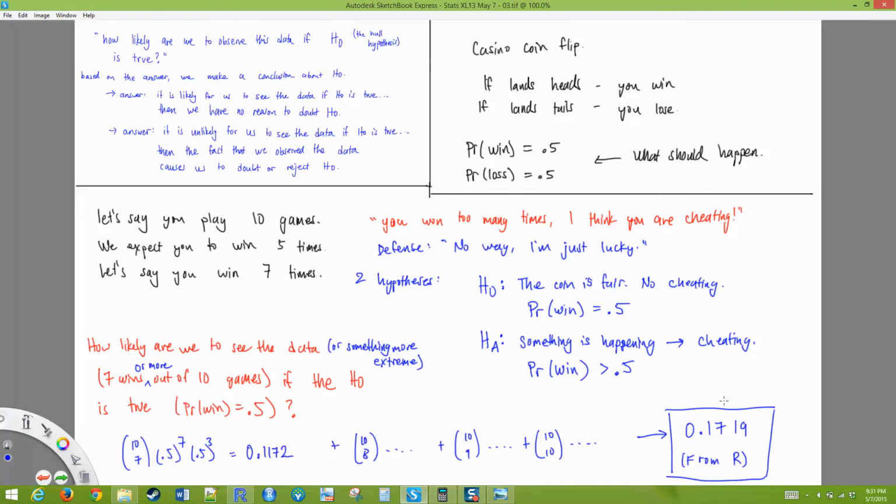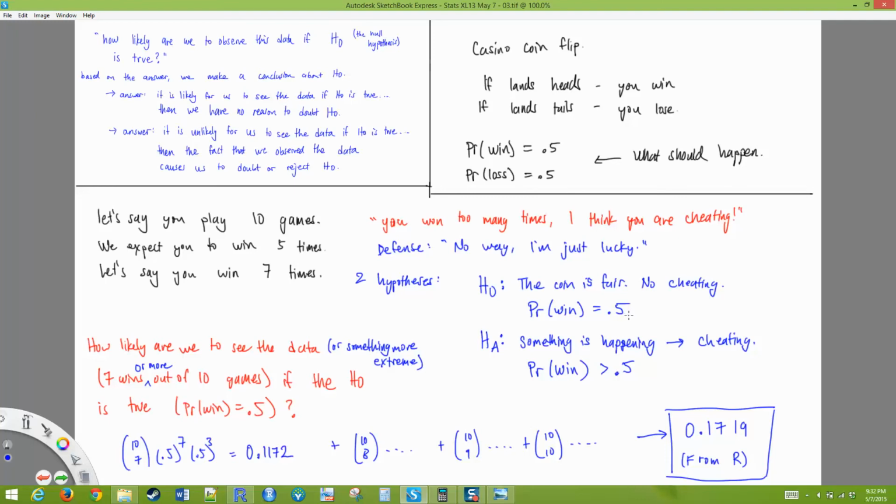It's like saying if you roll the number 6 on a die, I think you're cheating. It seems like a lot of people to be accusing of cheating, because a person playing fairly, if they play 10 games, has a 17% chance of winning 7 or more games out of 10. So the answer to our question, how likely are we to observe this data if the null hypothesis is true, is it's quite likely. It is likely for us to see the data even when someone is playing the game fairly. Because this probability is quite high, we would say we don't have enough evidence to convict someone of cheating. Does that make sense? This probability is high, so we shouldn't jump to the conclusion that someone is cheating.